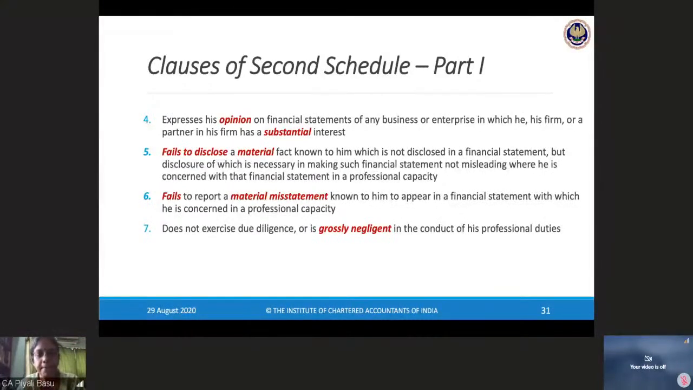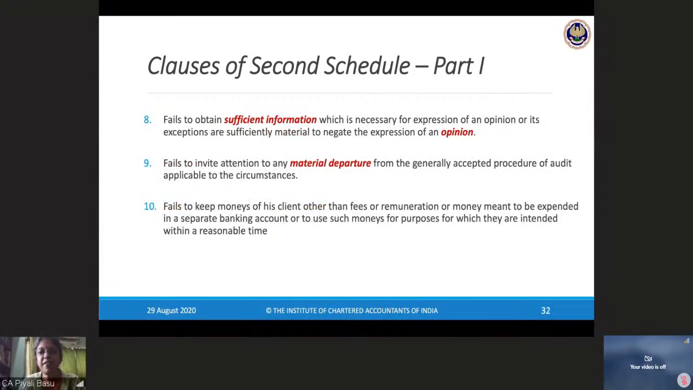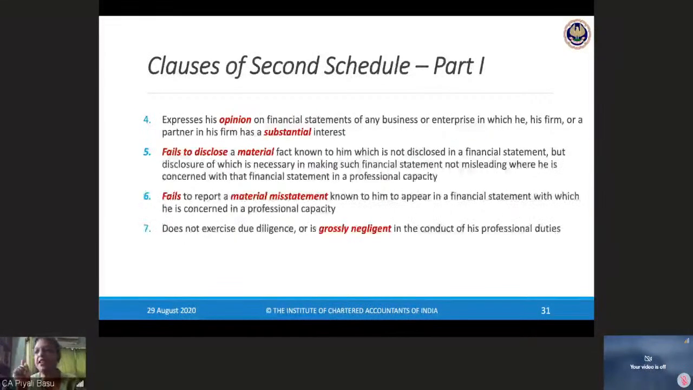Okay. Now coming to clause 5, 6, and 9. Some tips to remember: clauses 5, 6 and 9 talk of materiality. Keep this in mind, materiality. Clause 5, clause 6 and clause 9 talk about materiality.